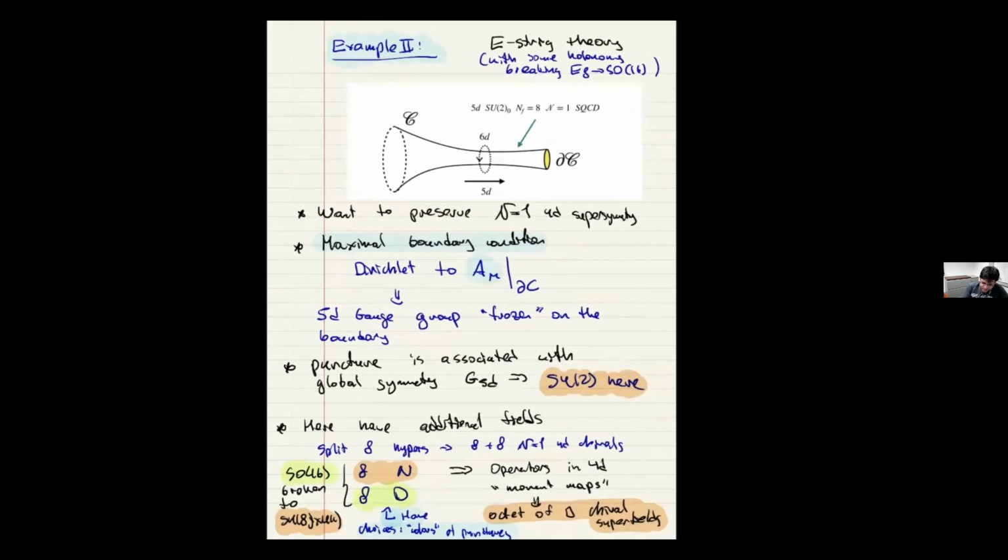Okay. This is the story for example 1. For example 2, it's a very similar story. Here we start from E-string theory, and instead of twisting with Z2, we turn on certain holonomies which break.